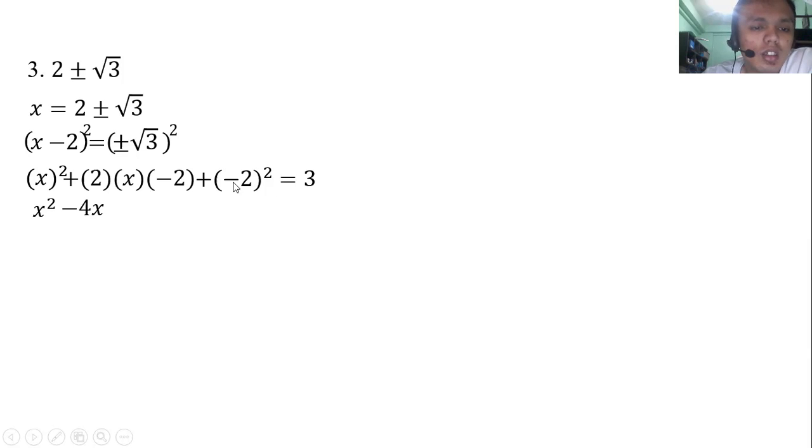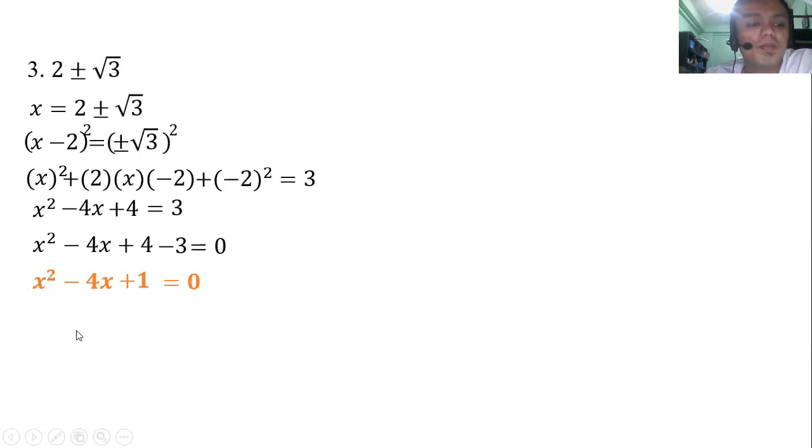Then next, let's go back here. 2 times x times negative 2 is negative 4x. Negative 2 squared is positive 4 equal to 3. Then transpose 3 to the other side. We have x squared minus 4x plus 4 minus 3 equal to 0. Let's copy this. 4 minus 3 would be equal to 1. This is the quadratic equation: x squared minus 4x plus 1 equal to 0.